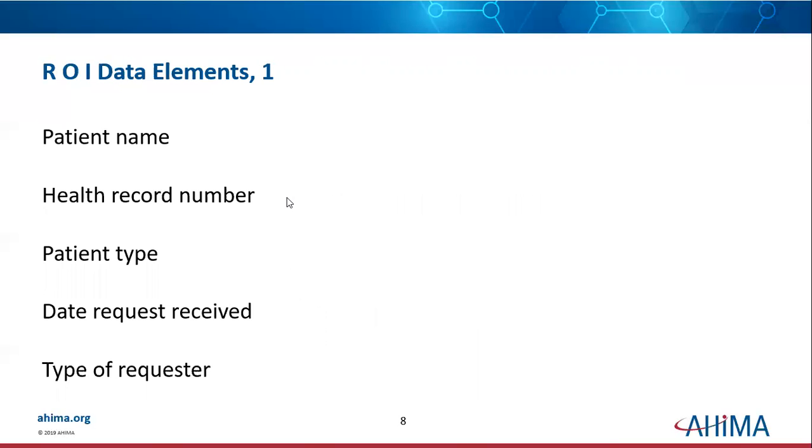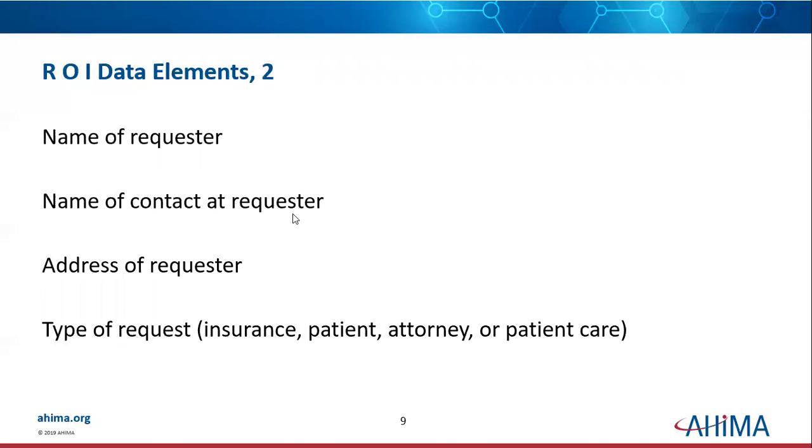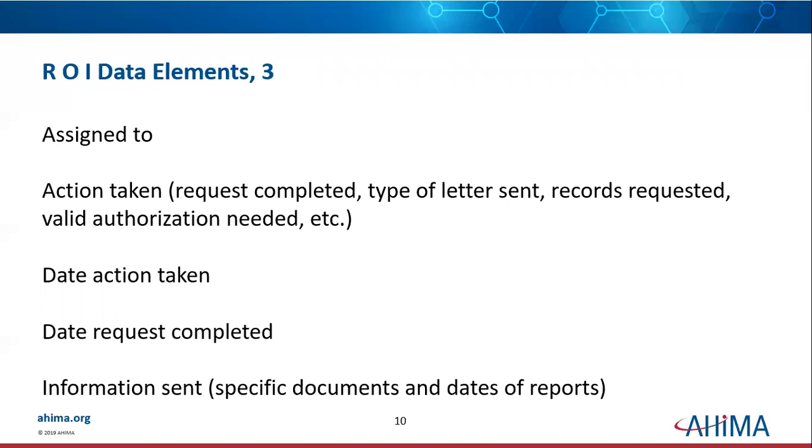Other release of information data elements, of course, and this is something you are all familiar with in terms of identifiers: patient's name, medical record number, patient type, whether it was inpatient, outpatient, ambulatory, etc., the date the request was received, and who is the person or entity making the actual request. The name of the requester, contact person of the requester, the address, and then the type of request being made, whether it's from a patient themselves, attorney, patient care, for continuity of care and or insurance.